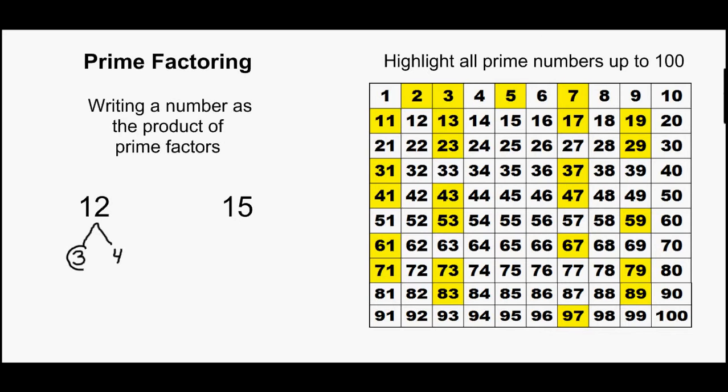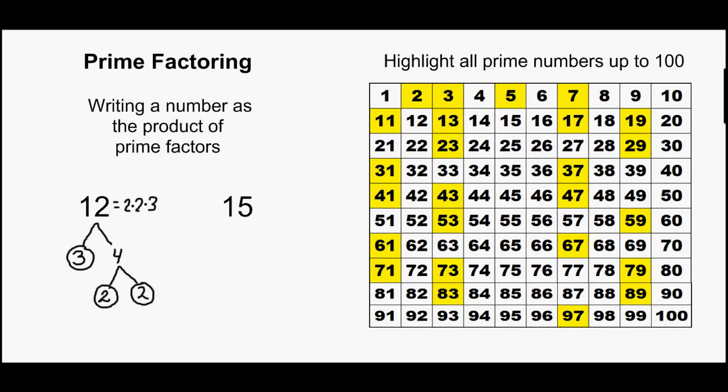We know that 3 is a prime factor, so we circle it. 4 we can write again as 2 times 2. 2 is a prime number, so we circle them. 12 is equal to 2 times 2 times 3.